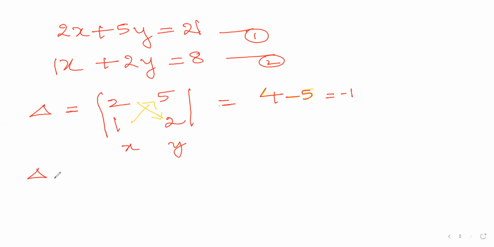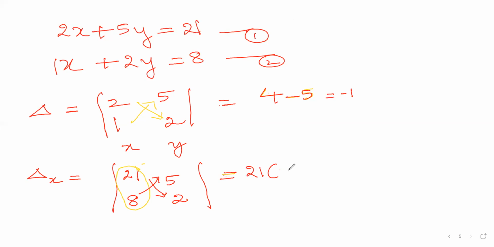Next is delta x. Delta x will be the determinant consisting of the same values, but the x coefficient column is replaced by the constants 21, 8, 5 and 2. You can see in this column I marked in yellow, this represents your x coefficient column that is replaced by constants. We call it delta x. So again, use the same thing. The products will be 21 into 2 minus 8 into 5.